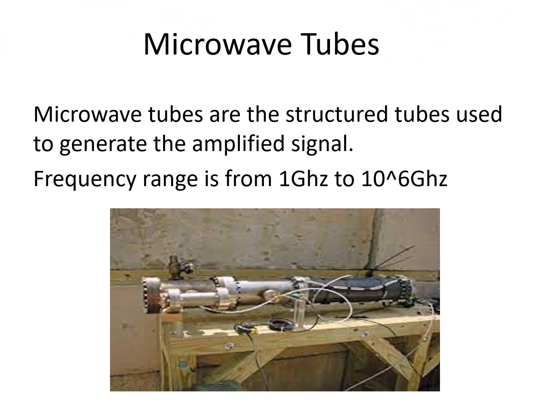So let's see what is microwave tubes. Microwave tubes are the structured tubes used to generate the amplified signal. The frequency ranges from 1 GHz to 10^6 GHz.